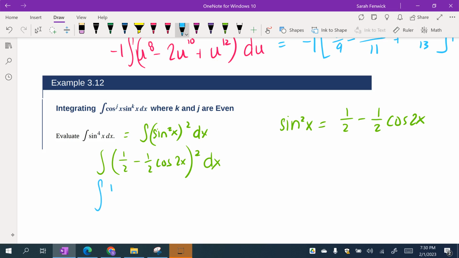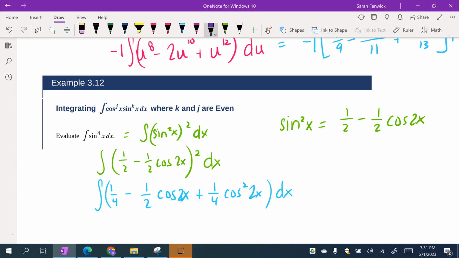So we end up with 1/4 minus 1/2 cosine 2x, because 1/4 and 1/4 is 1/2, plus 1/4 cosine squared 2x dx. The problem here is that we have cosine squared. We don't want cosine squared.